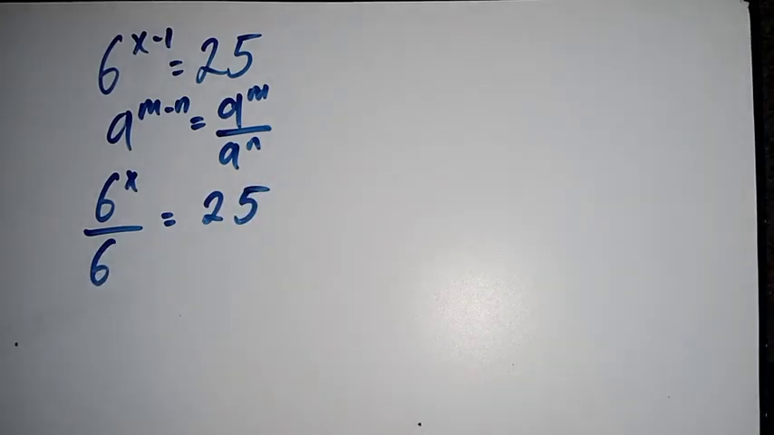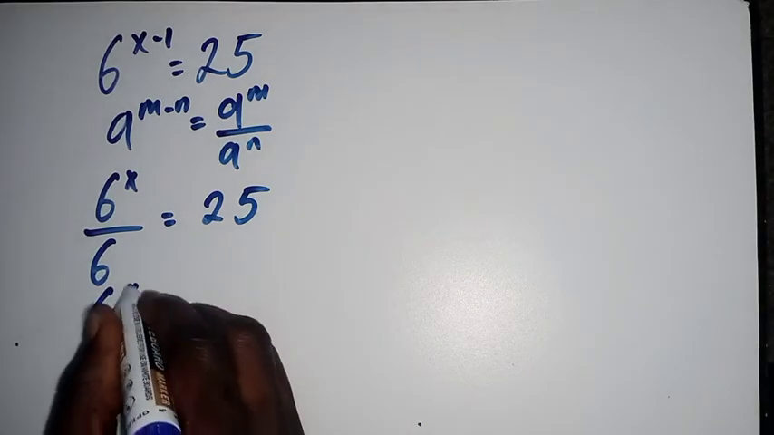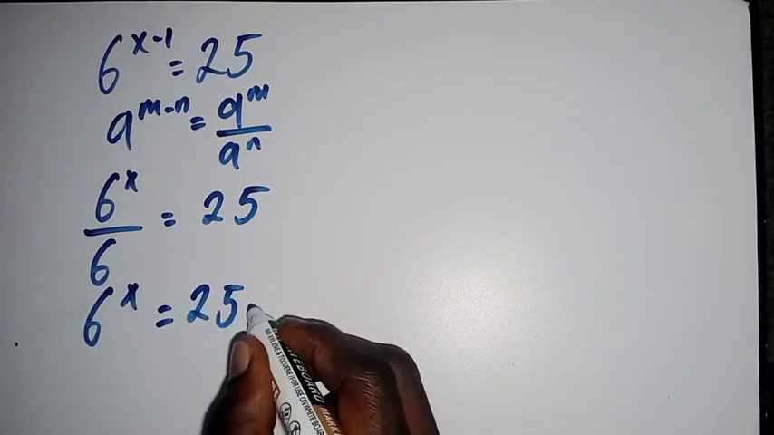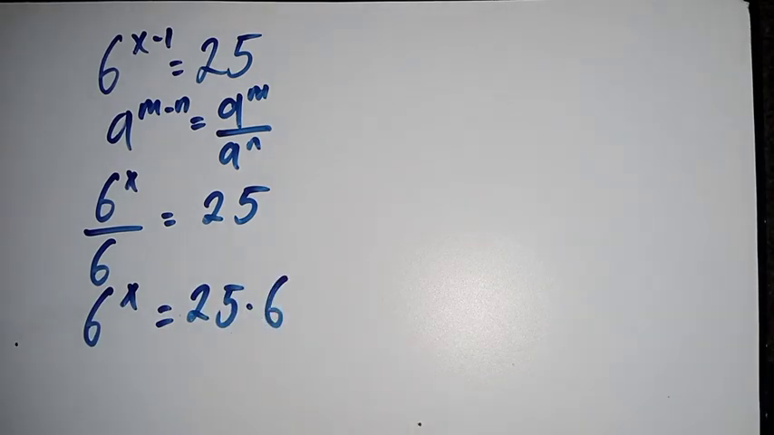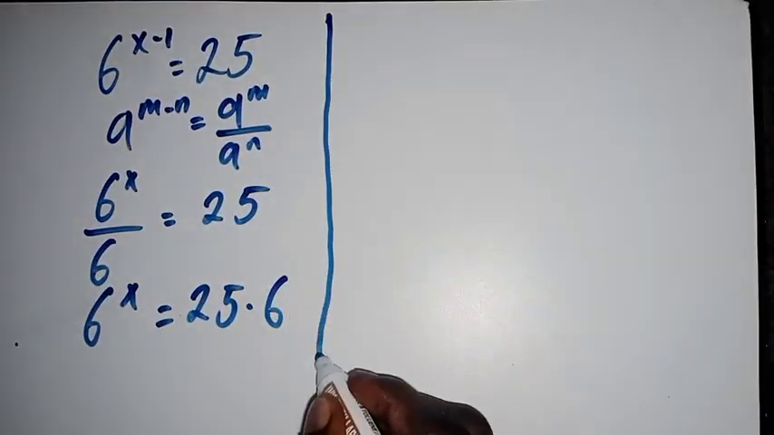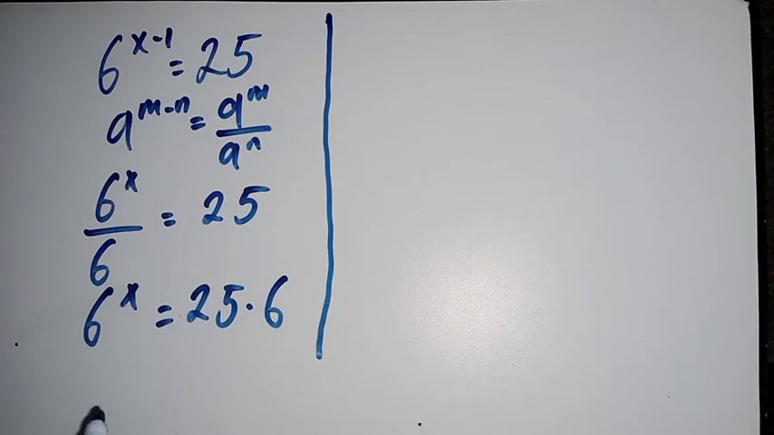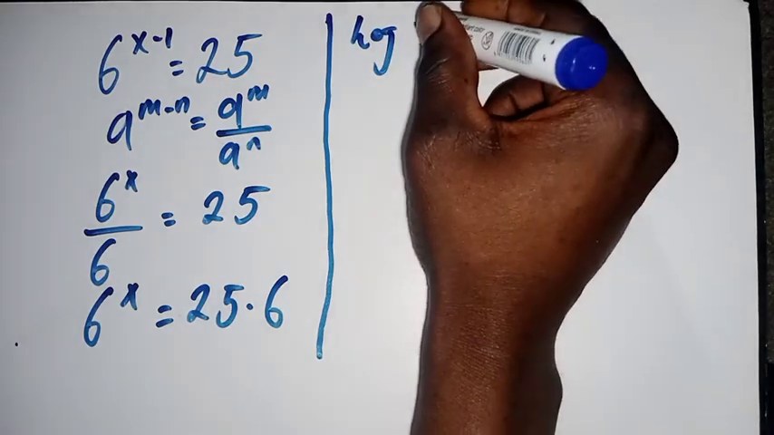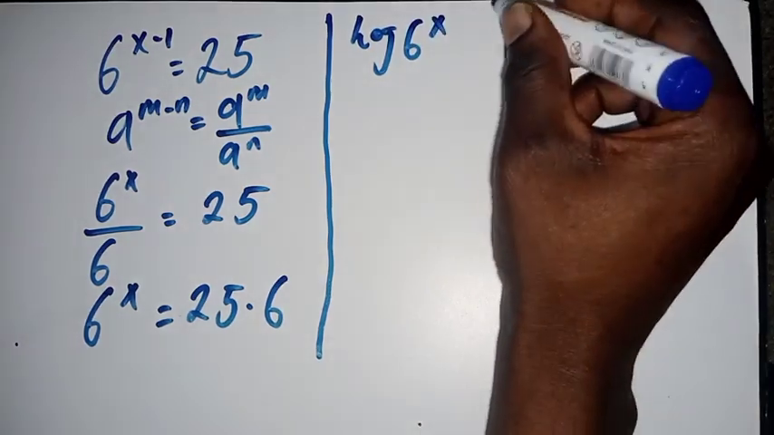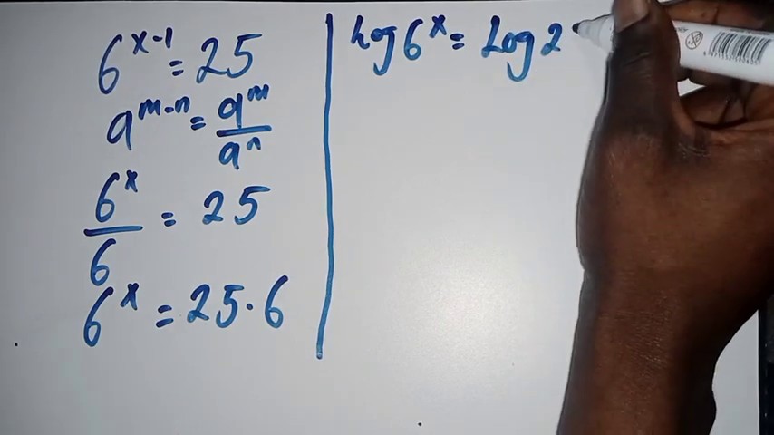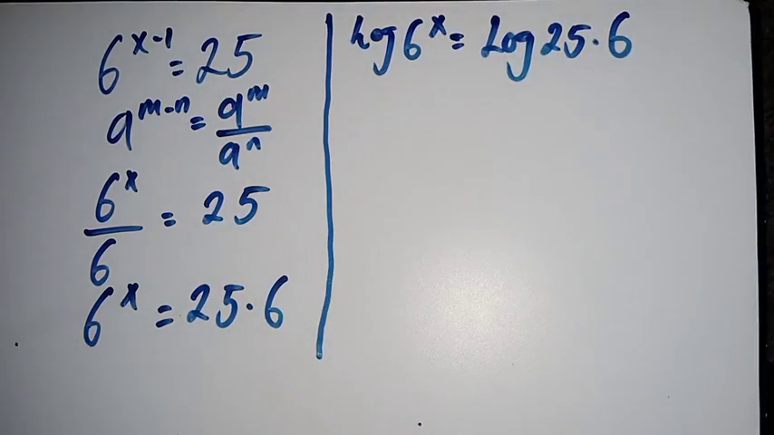So from here, if we cross multiply, we have that 6 to power x is equal to 25 times 6. Okay, so applying logarithm to this, we have log 6 to power x is equal to log of 25 times 6.